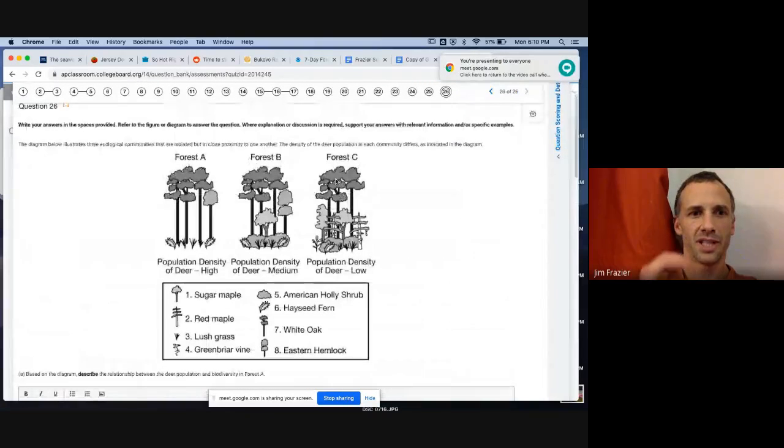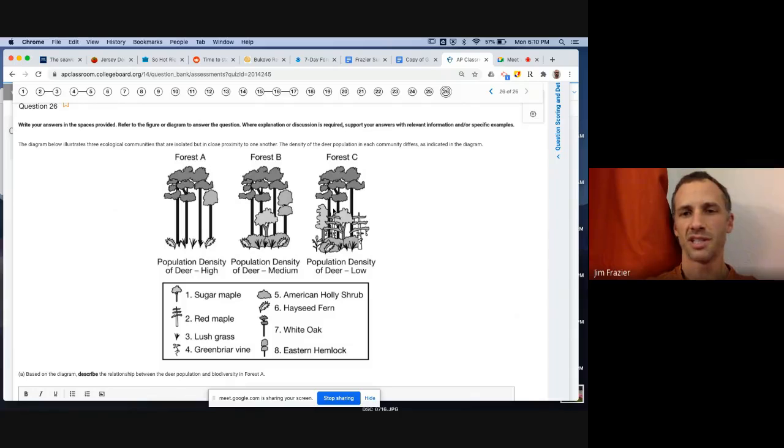So you are given a diagram of these three forests. And in Forest A, you had a high population of deer, but low biodiversity. There's very few types of trees and shrubs. Forest C is the opposite, low deer density, but a lot of biodiversity.